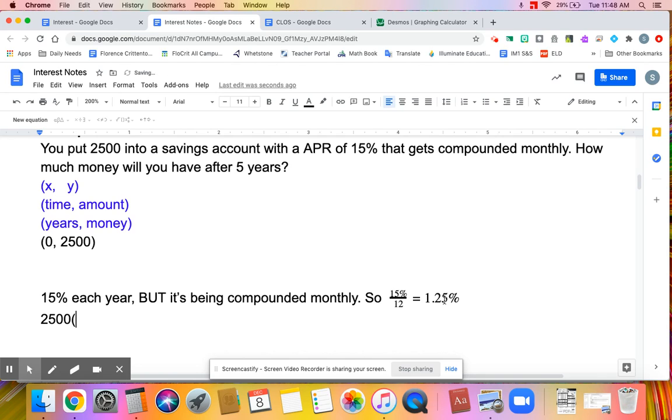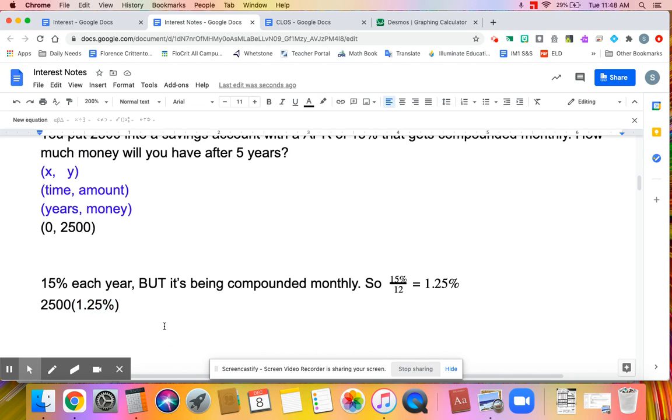I need to figure out what 1.25% of that is. Like, how much am I going to get? Well, remember the word "of" in math means multiply. So I need to multiply 1.25%. However, I can't just multiply percents like this, as a whole percent.